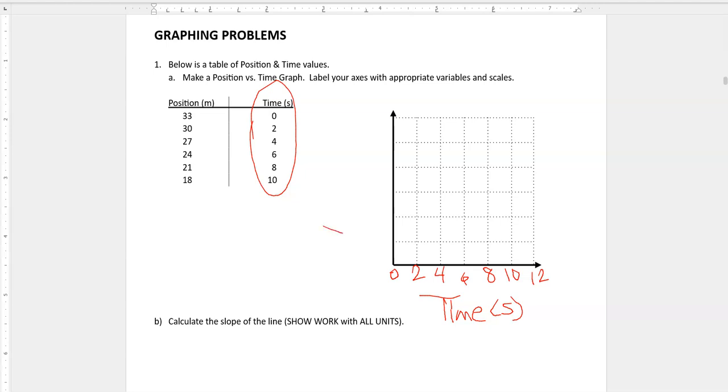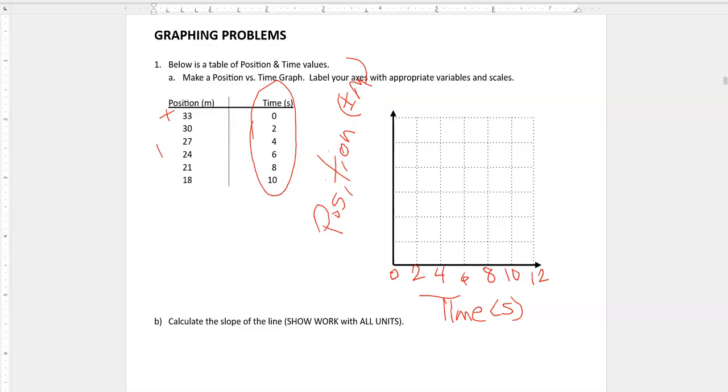Our y-axis will be labeled as position, and that's going to be in meters. Technically, it's in plus or minus meters. And you could put pluses in front of all of your meter position, but it's not particularly necessary for a graph like this that doesn't have any negative values.